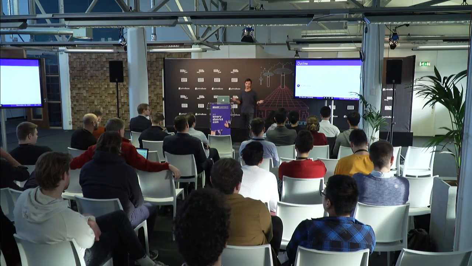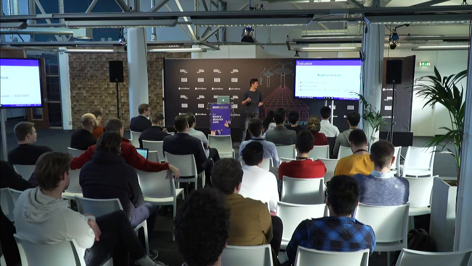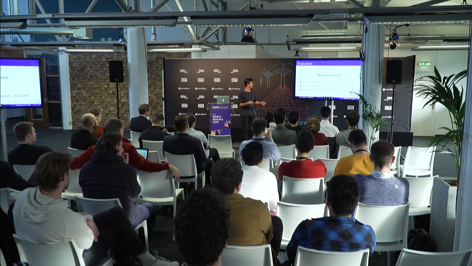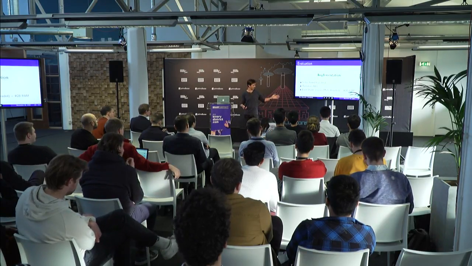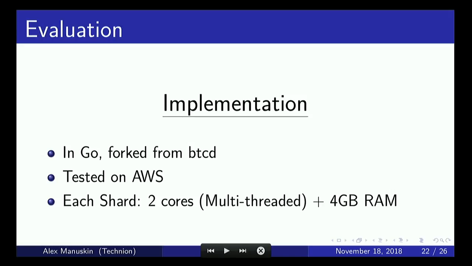So great, let's see if it works. So we've implemented it in Go. We forked an implementation of a Bitcoin client written in Go because we wanted to see actual bottlenecks that we are running into and not just a simulation. We ran it on EC2. So in the following experiment, each one of the components will be a system of 2 cores and 4 gigabytes of RAM. Not too big, but this is what we want.